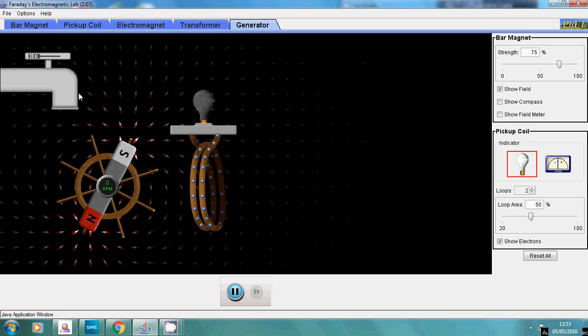So here we've got a rotating magnet. Now, inside this coil, these compasses will show you a continuously changing magnetic field, and it will show you a continuously changing force on those electrons.